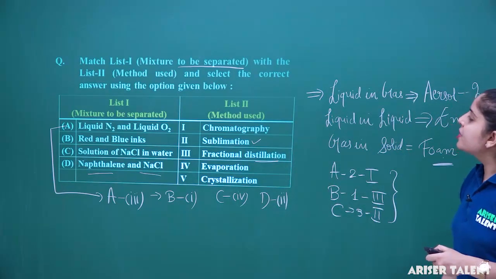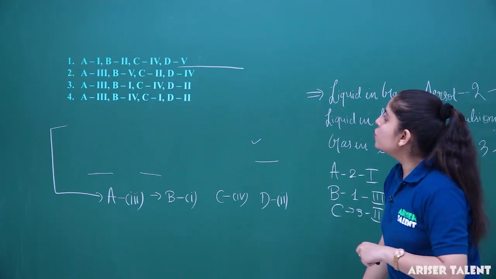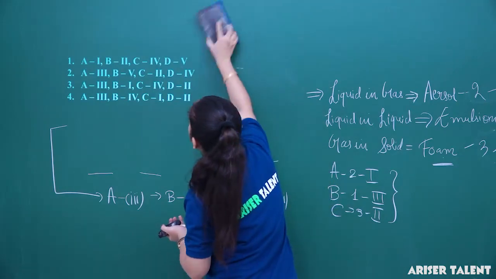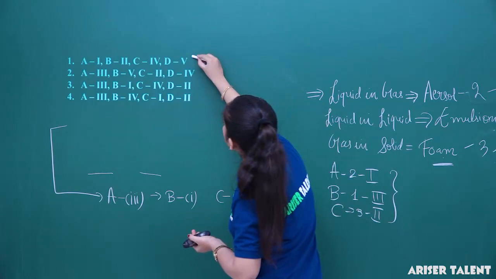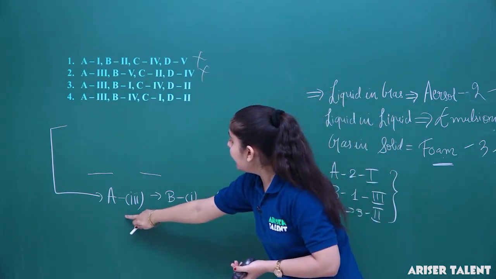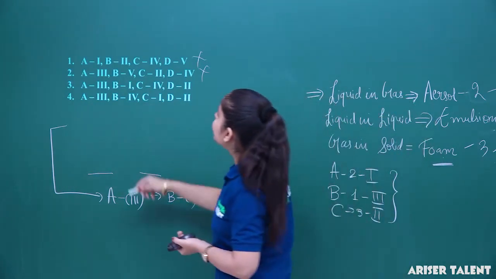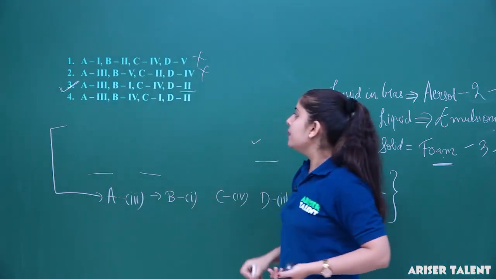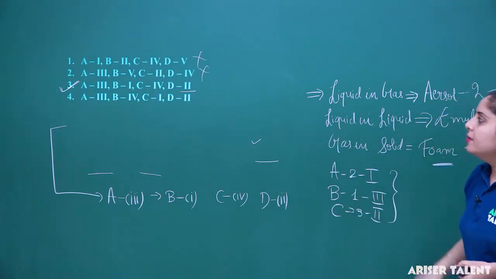Now let us check the options in the option list. A1, B2, C4, D5. This is not the correct option. A3, B5, C2, D4. Again, it is a wrong option. This is wrong and this is wrong. So what list do we have here? A3, B1, C4 and D2. Which option is matching our consideration? That is option number D, that is option 3. So option number 3 will be the correct answer for this question.